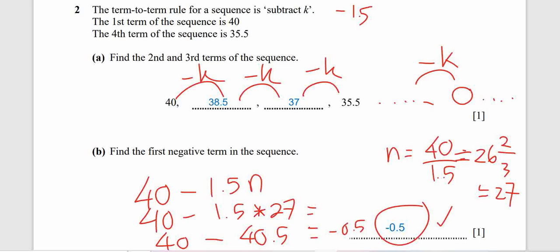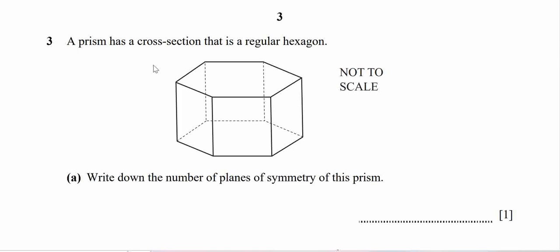Let's move on. Question 3a. A prism has a cross-section that is a regular hexagon. Write down the number of planes of symmetry of this prism. 10 seconds from now. So you got your answer?